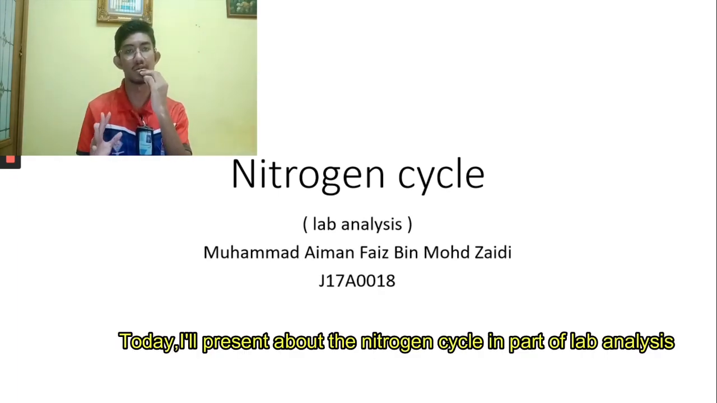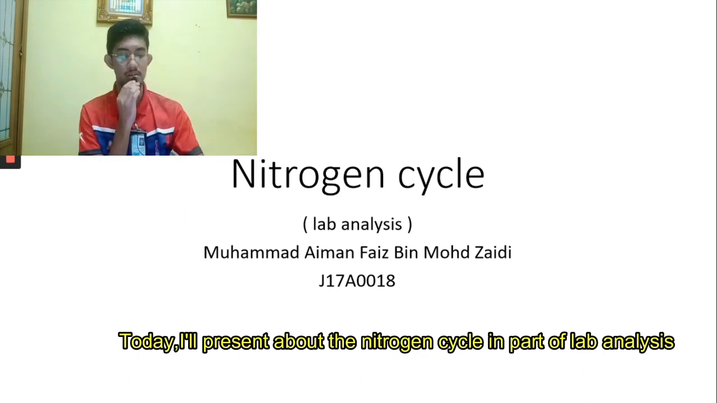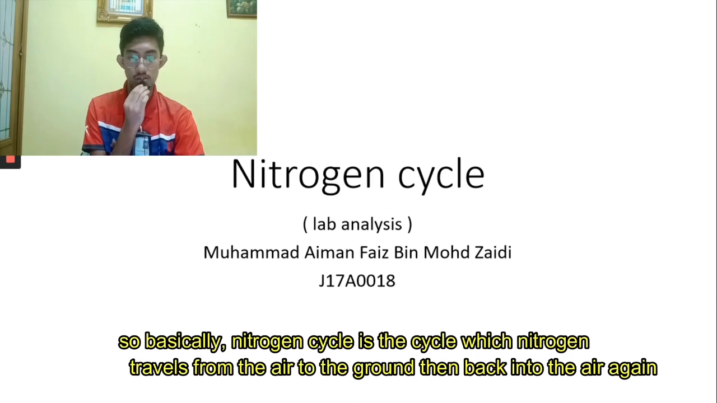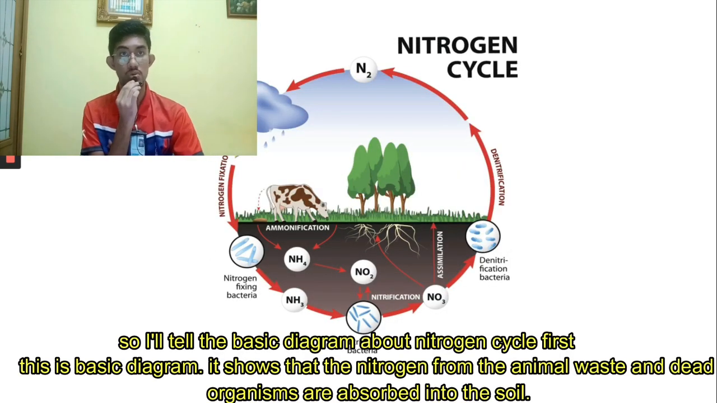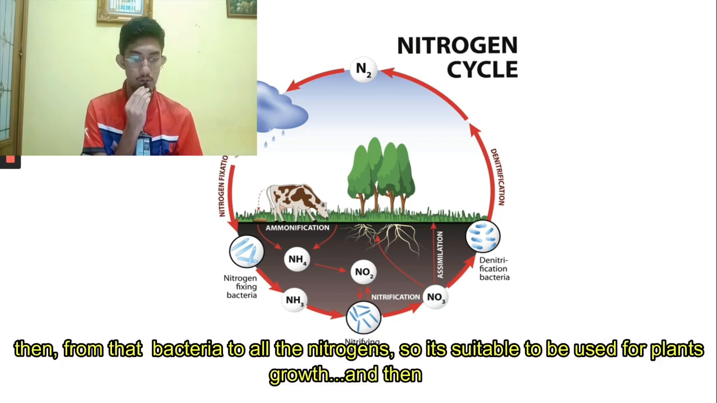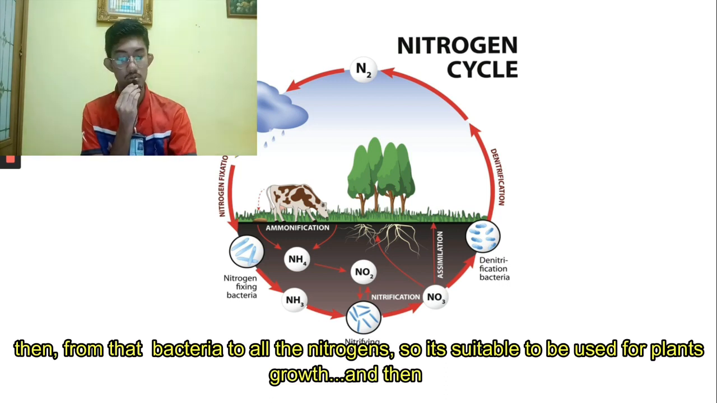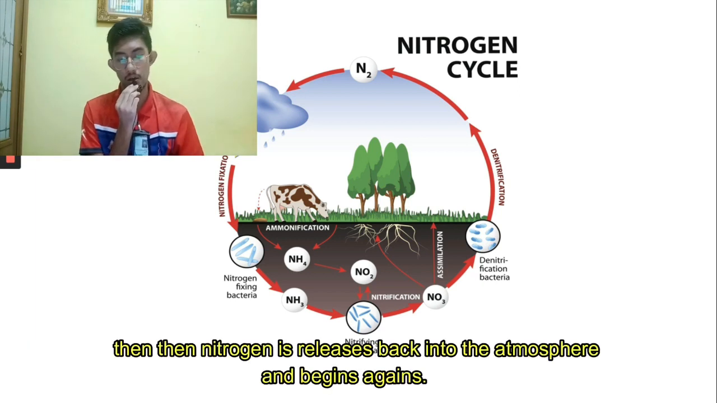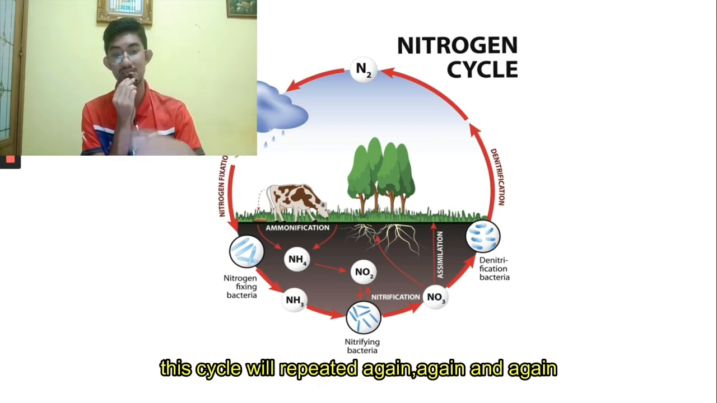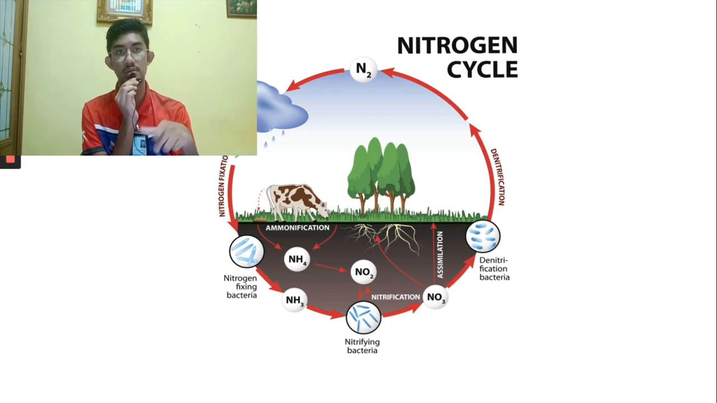Today I will present about the nitrogen cycle in the part of lab analysis. So basically, the nitrogen cycle is the cycle in which nitrogen travels from the air to the ground, then back into the air again. I will first explain the basic diagram of the nitrogen cycle. This basic diagram shows that the nitrogen from animal waste and dead organisms is absorbed into the soil. Then from that, bacteria convert the nitrogen so it is suitable to be used for the plant's growth. And then the nitrogen will be released back into the atmosphere and begin the nitrogen cycle again. So this cycle will repeat again and again.